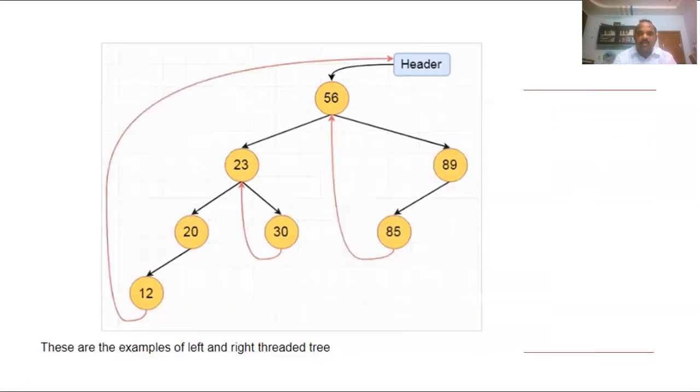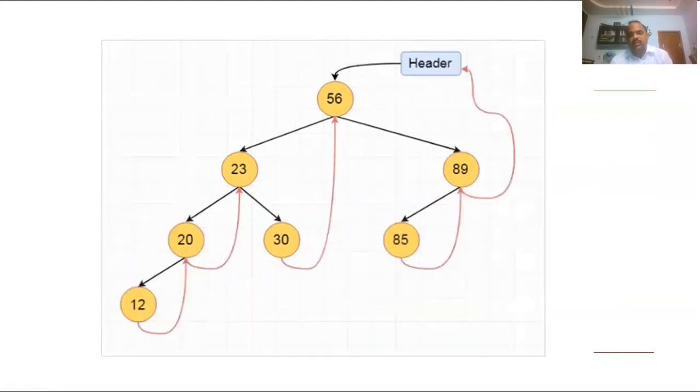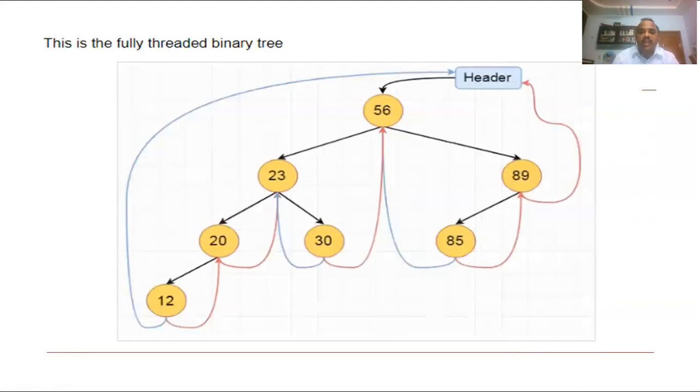So this is the left threaded binary tree. This is the right threaded binary tree. This is the fully threaded binary tree. So 3 types of threaded binary trees. Clear? Fully threaded: left and right hold the addresses of the header nodes or parent nodes. Clear? Root nodes or parent nodes. Left and right. Clear? It is a combination of left threaded binary tree and right threaded binary tree. The combination of left and right threaded binary trees is called fully threaded binary tree.